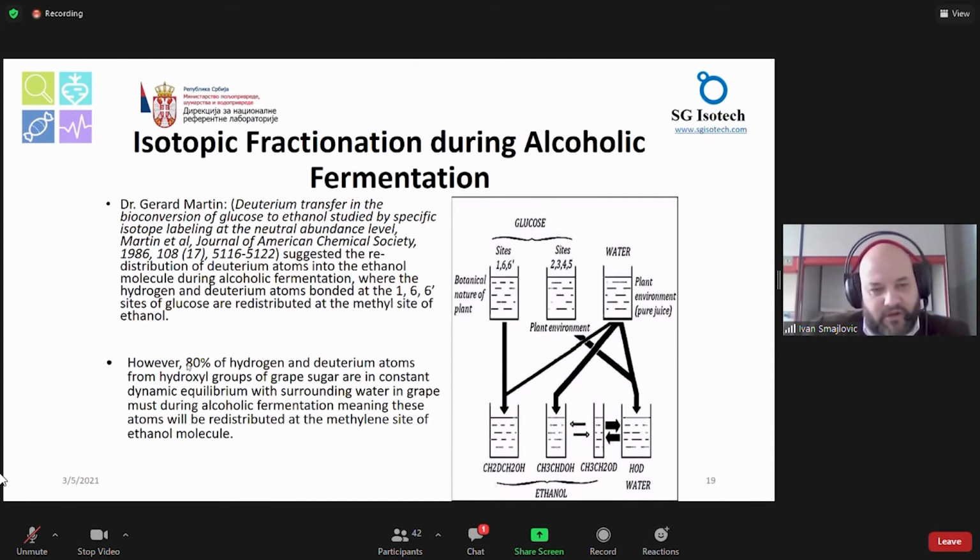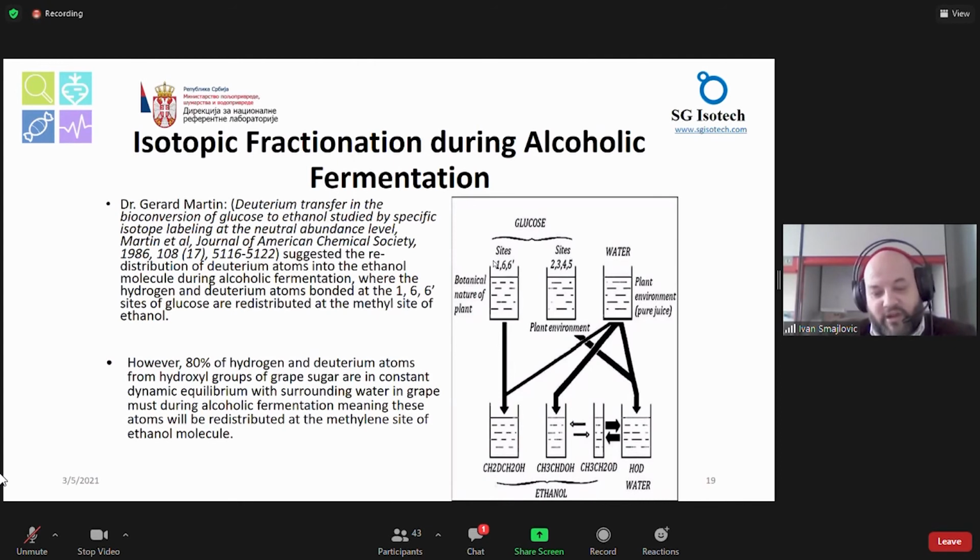Why is this? Because 80% of hydrogen or deuterium atoms from hydroxyl groups of grape sugar are in constant dynamic equilibrium with surrounding water. This is exchangeable hydrogen, and it makes hydrogen bonds with surrounding water, and this is always changing. So after fermentation, they will come to wine water. So why is this important?